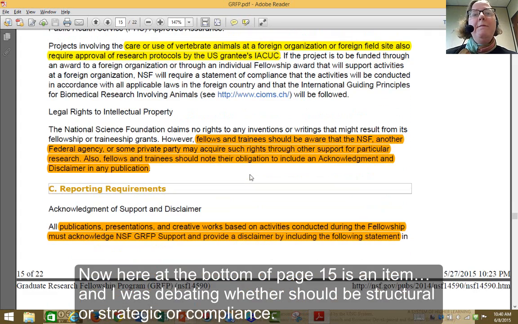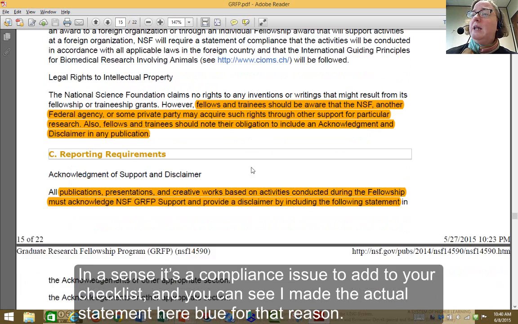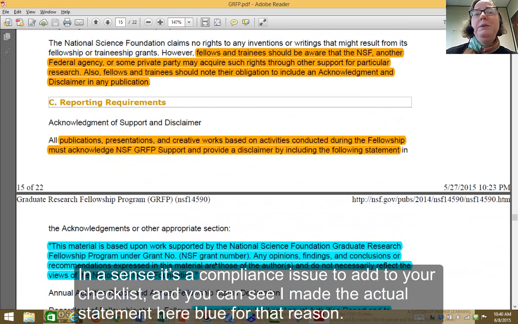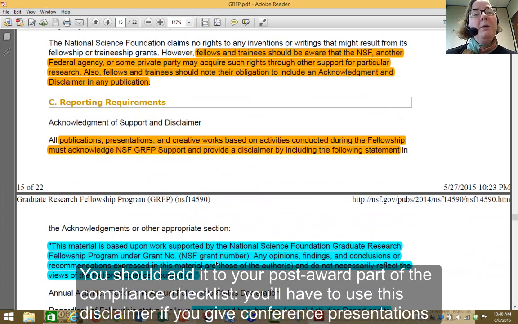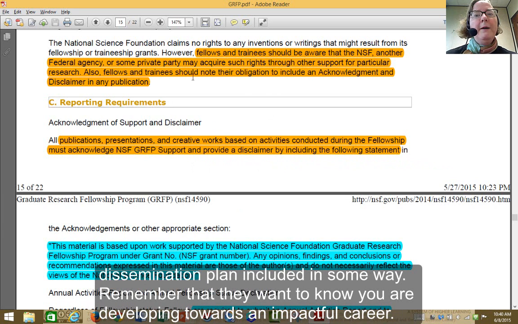Now, here at the bottom of page 15 is an item, and I was debating if this should be structural or strategic or compliance. Sometimes it's not entirely sure. In a sense, it's a compliance issue to add to your checklist, and you can see I made the actual statement here blue for that reason. You should add it to your post-award part of the compliance checklist. You'll have to use this disclaimer if you give conference presentations or if you publish findings or anything else based on funding from the fellowship. But I also made it structural here because you should have some sort of a dissemination plan included in some way.